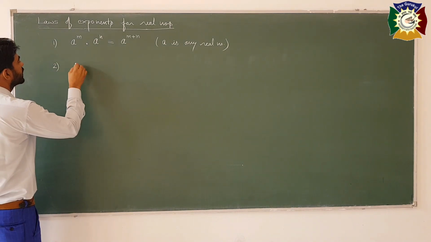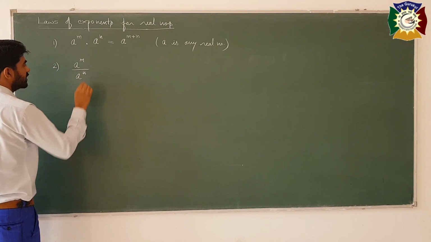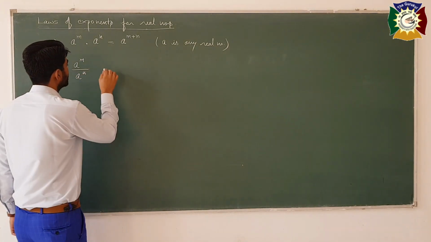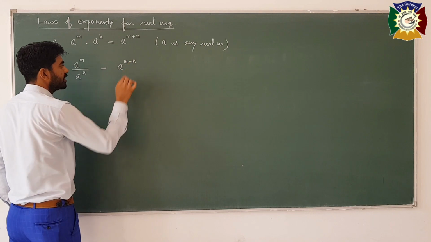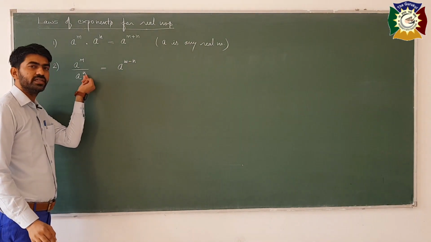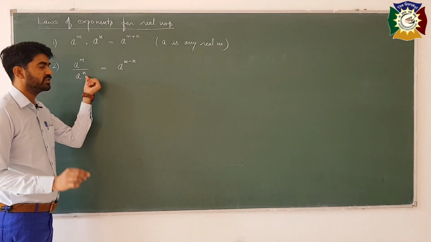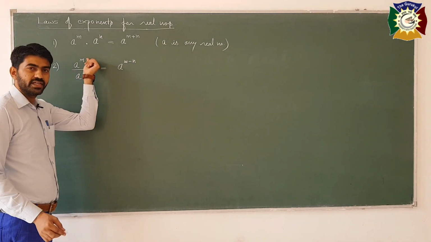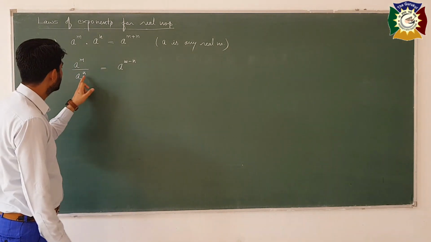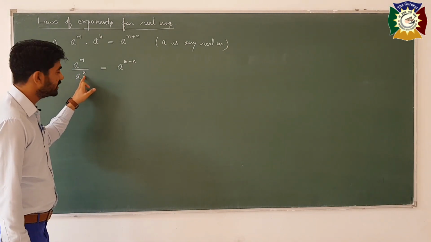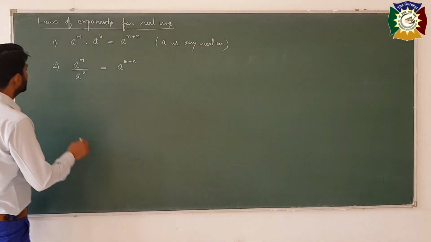Second, we have a to the power m divided by a to the power n. Then it will be a to the power m minus n. Whatever power is there in the denominator will go to the numerator, but the sign of this power will change. It was positive, it will become negative. If it was negative here, it will become positive here. So the power changes its sign and moves to the numerator.